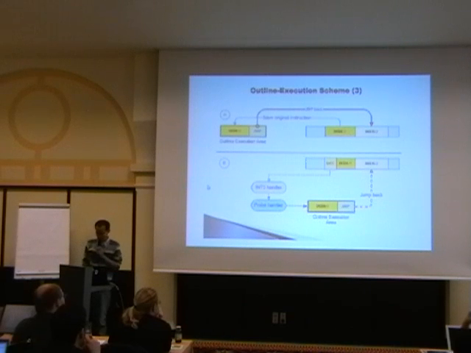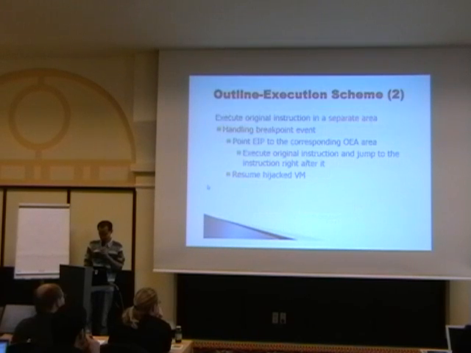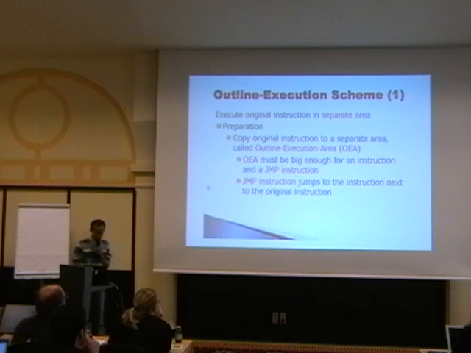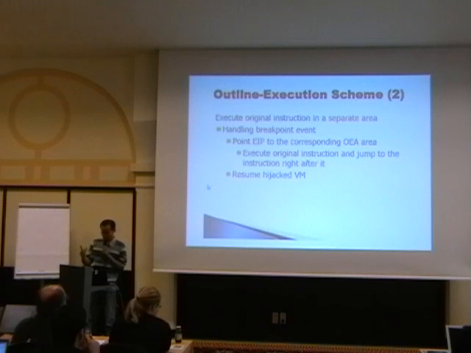So basically, this idea allows us to run the original instruction in another buffer, not in the original place. Here's how it works. In the preparation step, we copy the original instruction to an outline buffer, and the outline buffer contains one jump instruction. So when we handle the breakpoint, we point the IP to the outline buffer. Because the outline buffer contains the original instruction and the jump instruction, it will execute the original instruction and also the next instruction, and the virtual machine can function normally.